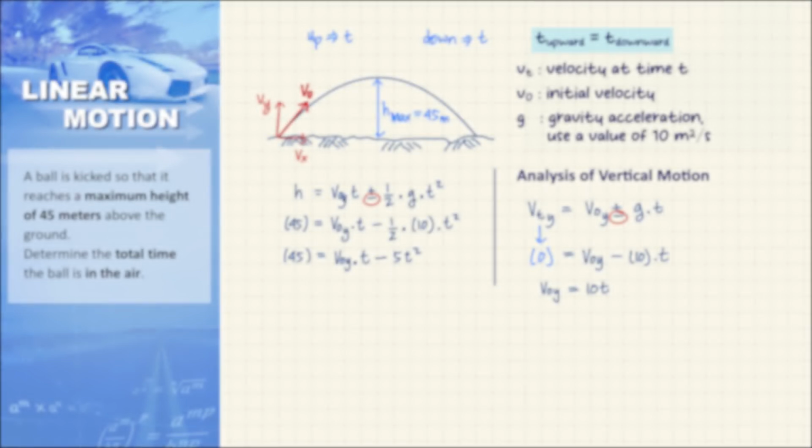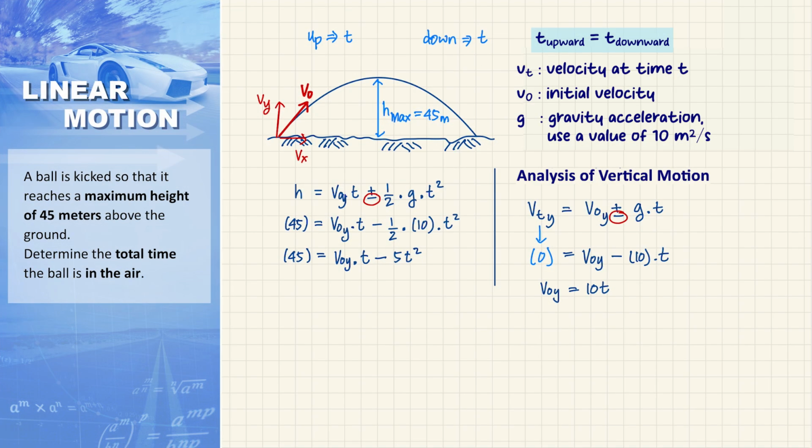Now, let's proceed with solving this question. We will substitute the value of v0y into the height equation. It becomes: and we get 45 equals 5t square. We can simplify it. It becomes t square equals 9.